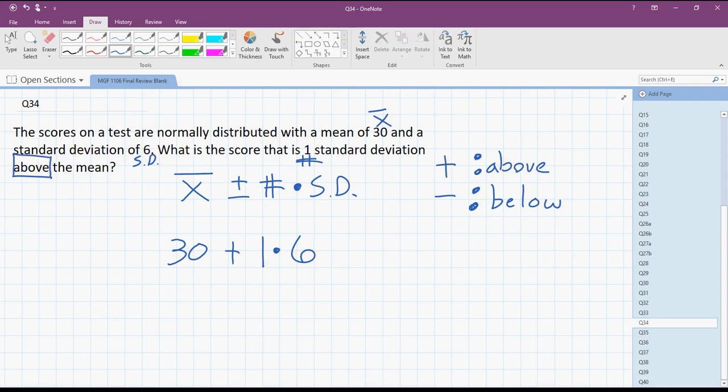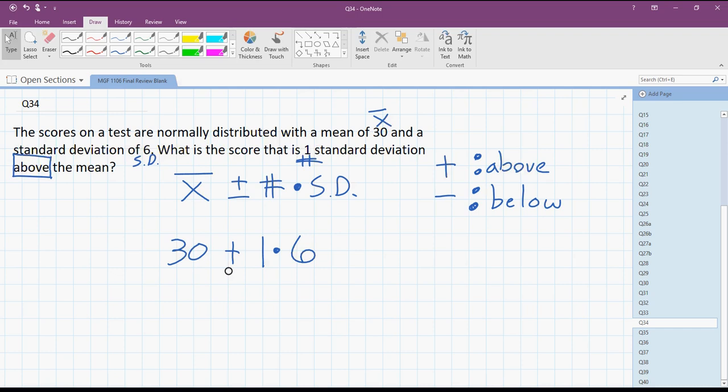X bar means the mean. So when you read, it says we have a mean of 30. That's why the 30 is there. Because the problem says above, we're going to add.